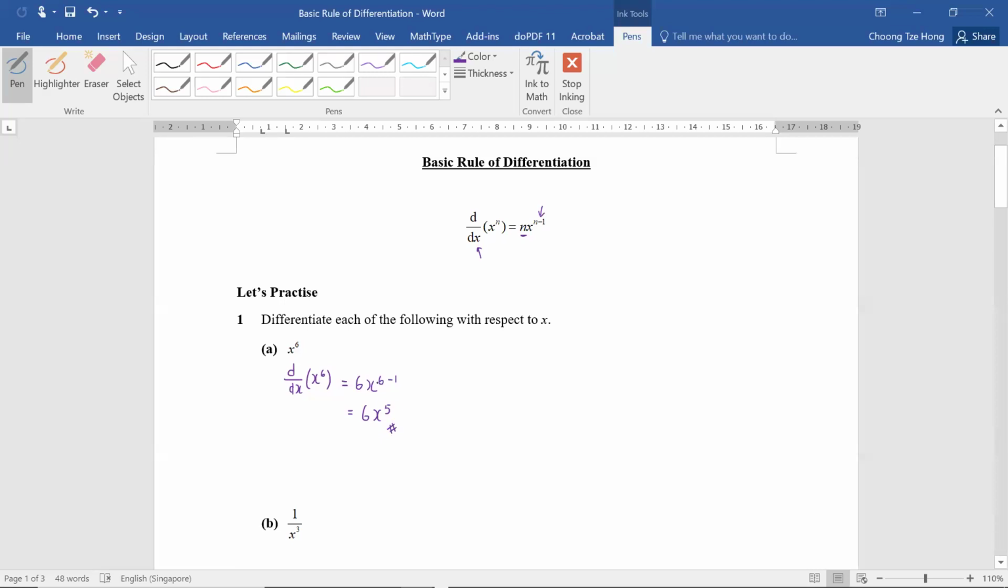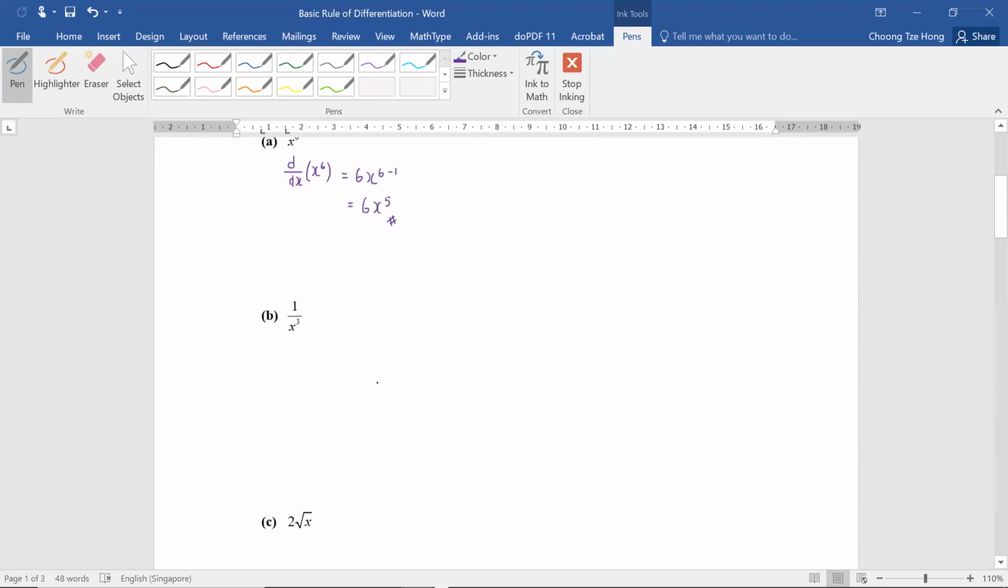Okay, let's try something slightly more complicated. Whenever you see a function like 1b, 1 over x to the power of 3, we need to prep the function for differentiation. In order to differentiate, it must be in the form x to the power of something. So from the law of indices, if we bring the x up, then the power will become negative. So this 1 over x cubed is actually equal to x to the power of negative 3. Once we have put it in this form, then it's ready for differentiation.